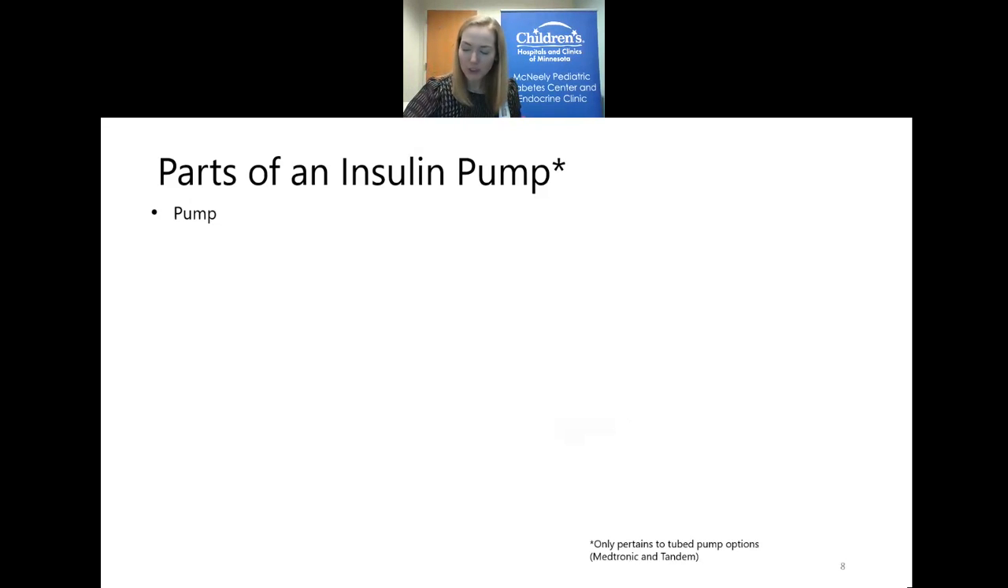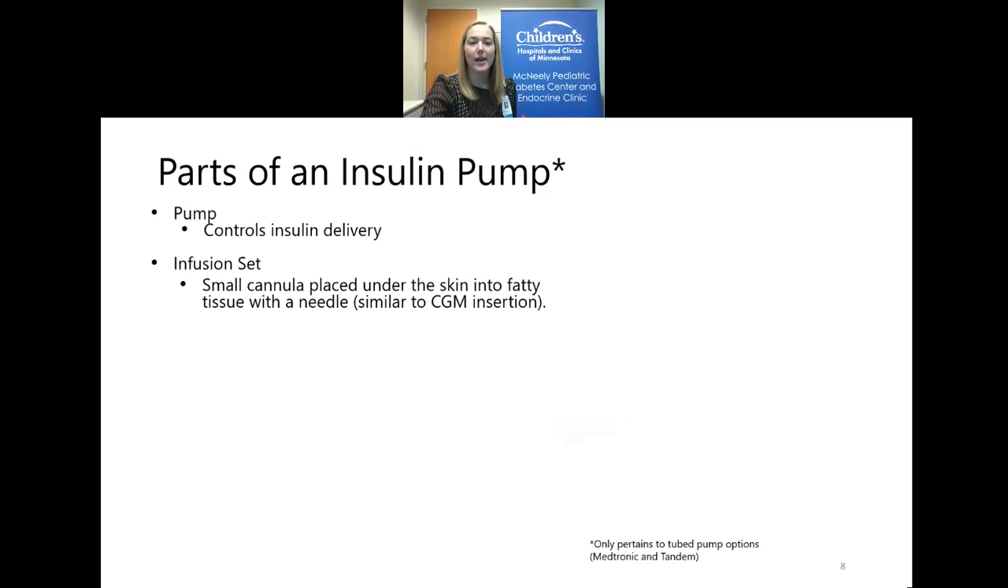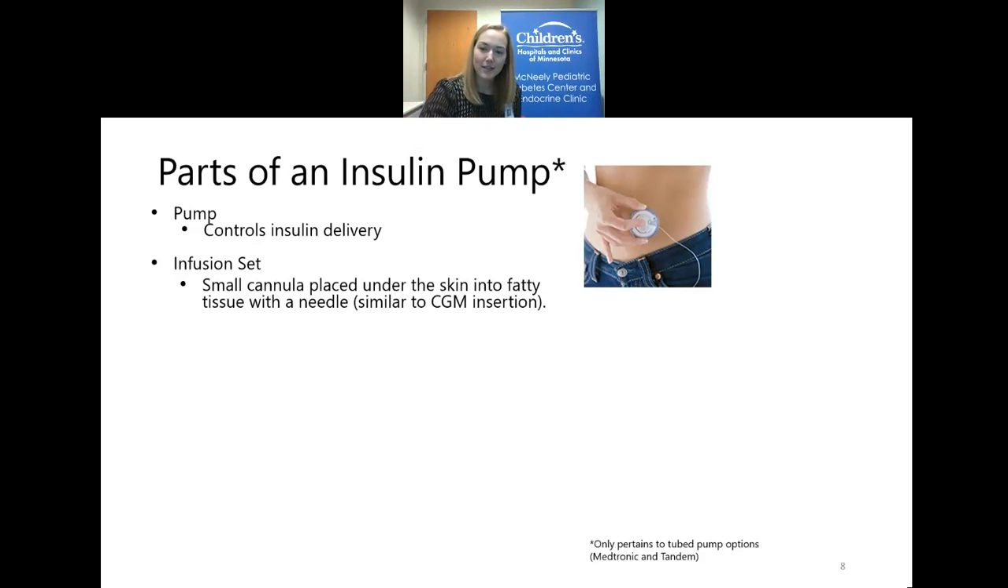All right, parts of an insulin pump. There are three parts. First one is the pump. The pump itself is what is controlling your insulin delivery. The next really important part of a pump is an infusion set. An infusion set is a small cannula, placed under the skin and into fatty tissue with a needle. This is where insulin gets delivered 24/7. To insert it, you use a thing that looks like this on the screen. That is an insertion device.